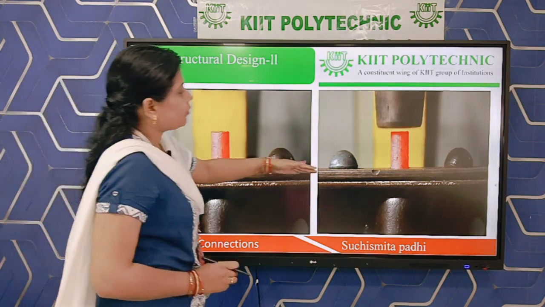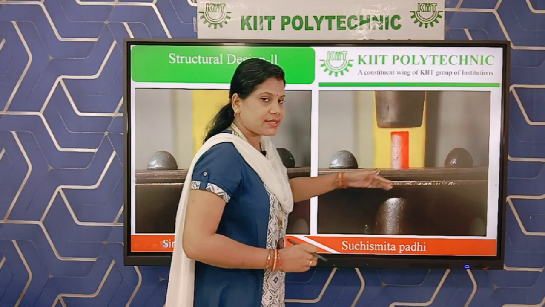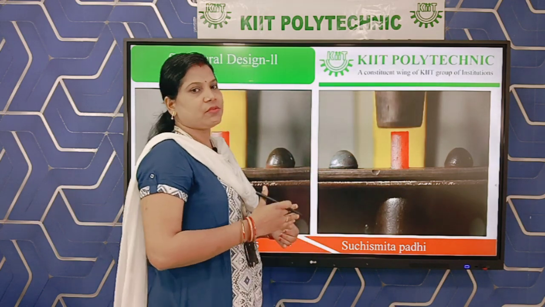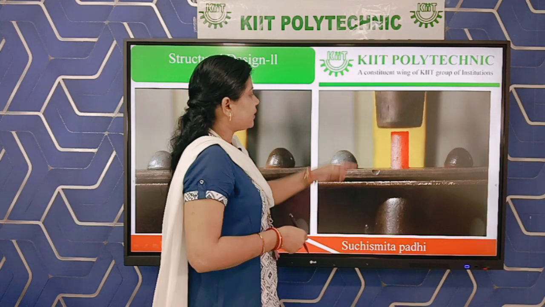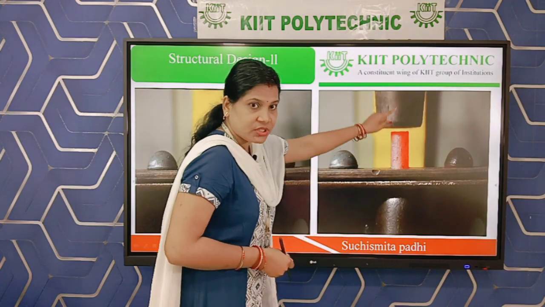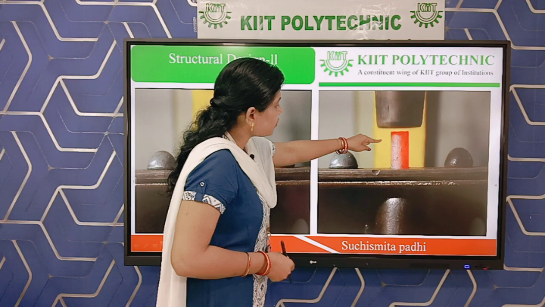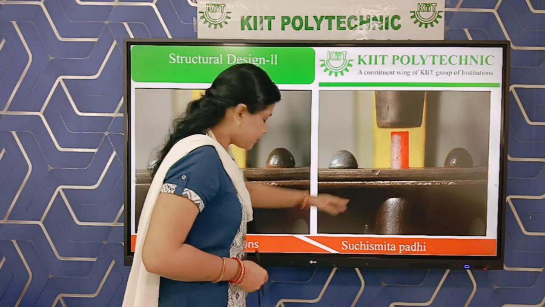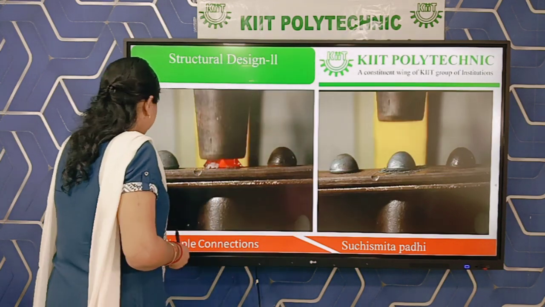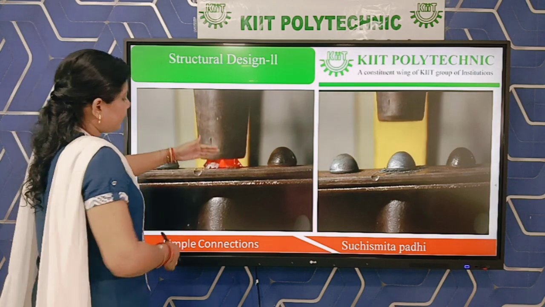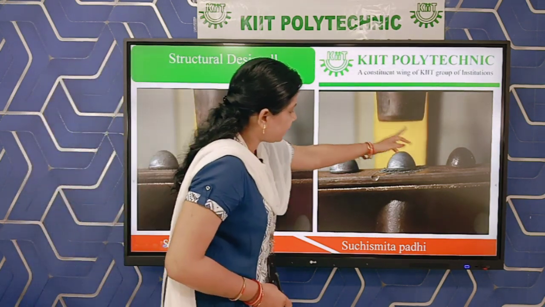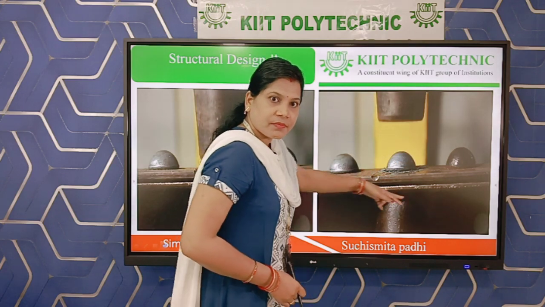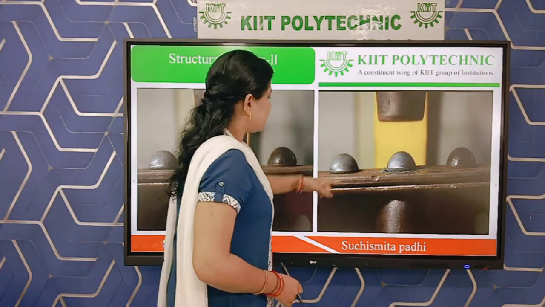Then after that, we are applying external force. External force we can apply by machine. We can apply manually by using hammers. Here in this figure, we are using a machine for applying external force to press the upper end. See, here in this figure, the rivet is pressed, and this is the final figure of riveting.